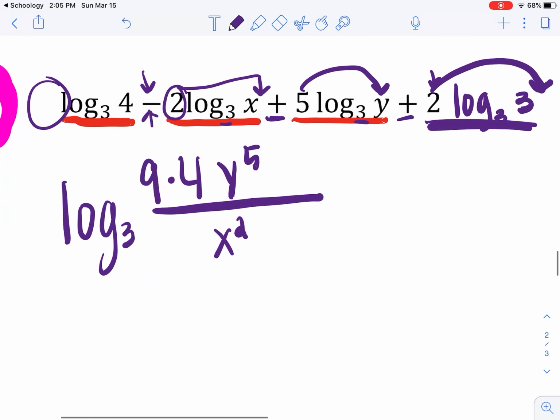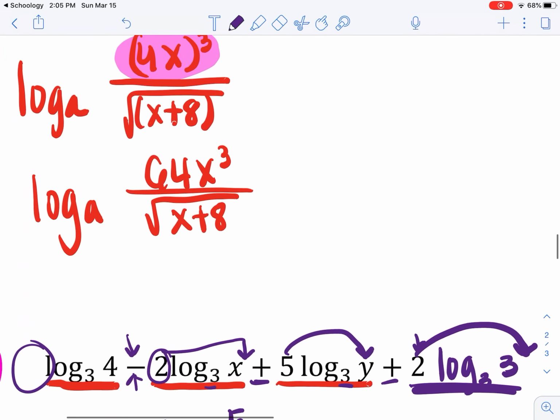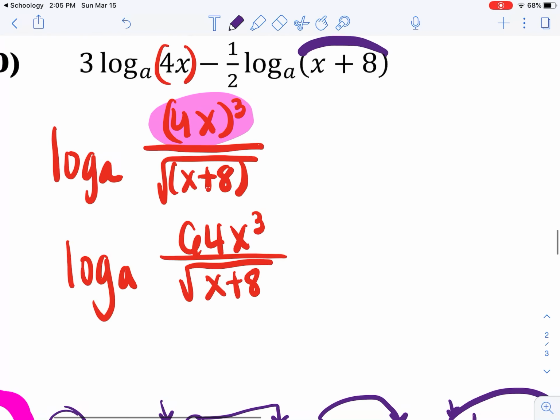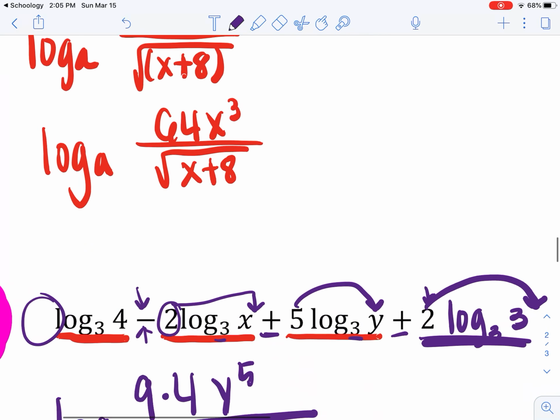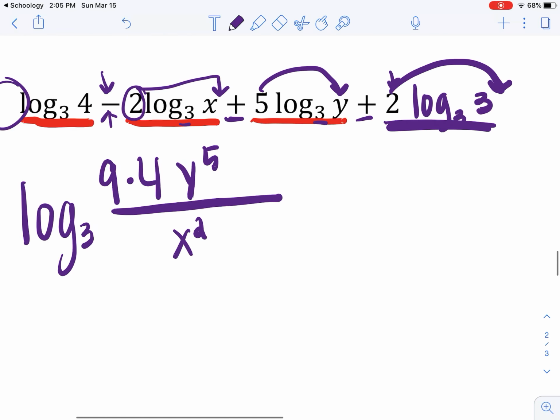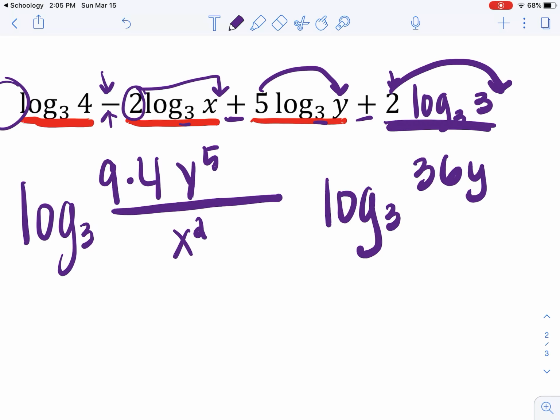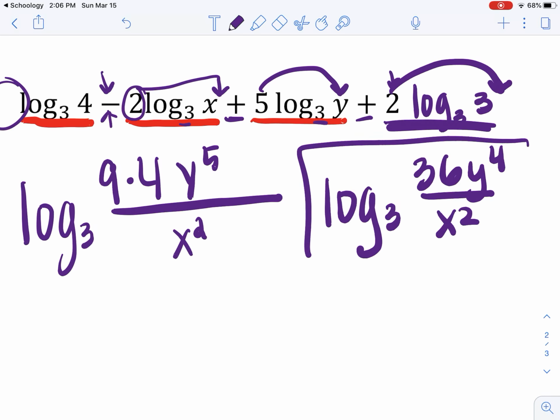So I'm going to add the 9 right here. Notice I put a multiplication, not an addition sign. There shouldn't be any addition in your answer unless you see a set of parentheses like so. Okay, so clean this up and we'll be done. Log base 3 of 36 y to the 4th over x squared. That fraction is not simplifiable, so this is done.